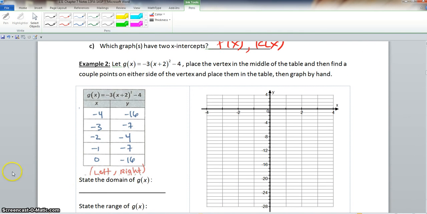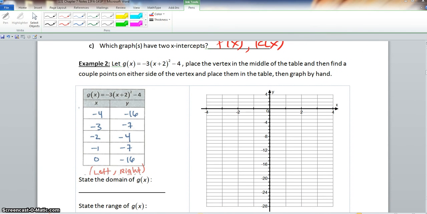Now we come here to example 2. It says here, let g of x equal -3 times the parenthesis x plus 2 squared minus 4. Place the vertex in the middle of the table and then find a couple points on either side of the vertex and place them in the table. Then graph by hand. You could put this equation here in your calculator. And if you don't know how to do it, please ask and I will show it to you.